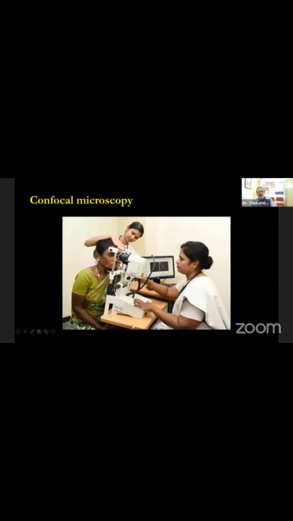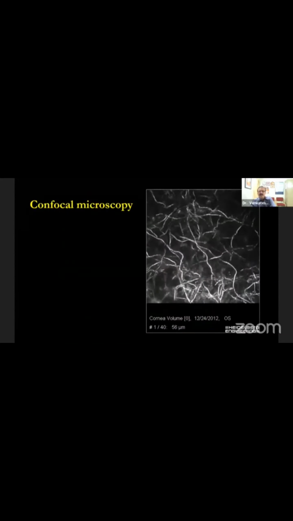But before we go into microbiology, we can use confocal microscopy. With confocal microscopy, it cannot identify bacteria because the bacteria size is too small. So fungus can be identified and Acanthamoeba can be identified. So this is how the fungus looks, very, very clear structures.